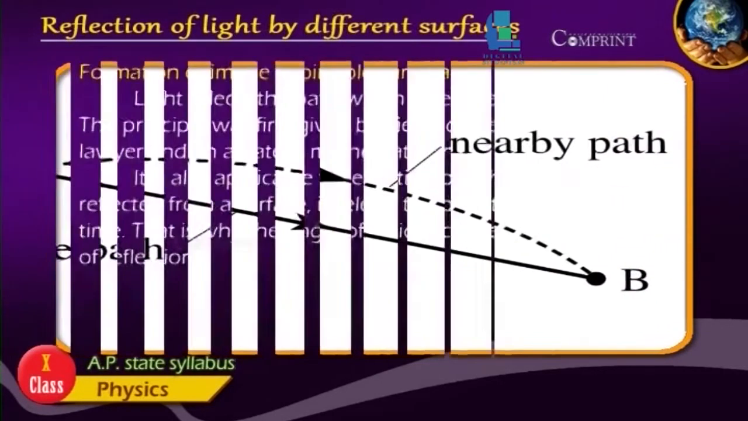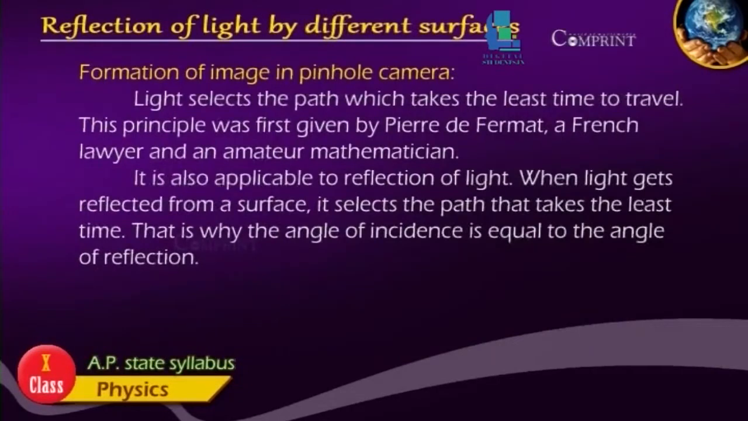When light gets reflected from a surface, it selects the path that takes the least time. That is why the angle of incidence is equal to the angle of reflection.